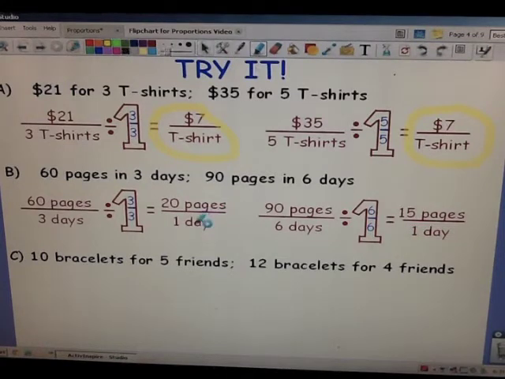So both are unit rates, both are per day, but the first rate is 20 pages and the second rate is 15 pages. They're different, therefore they are not proportional. They are not equal.